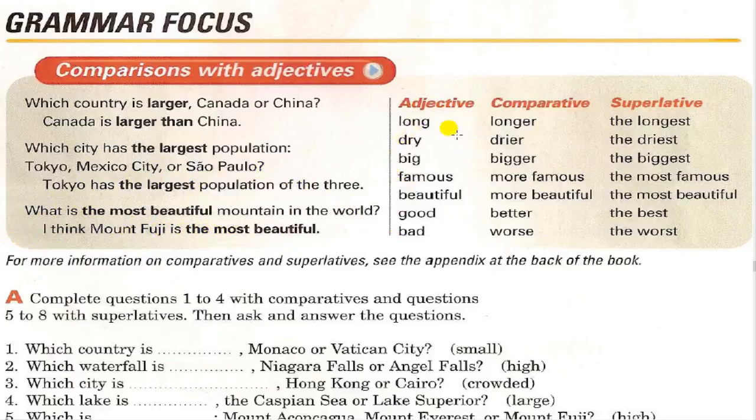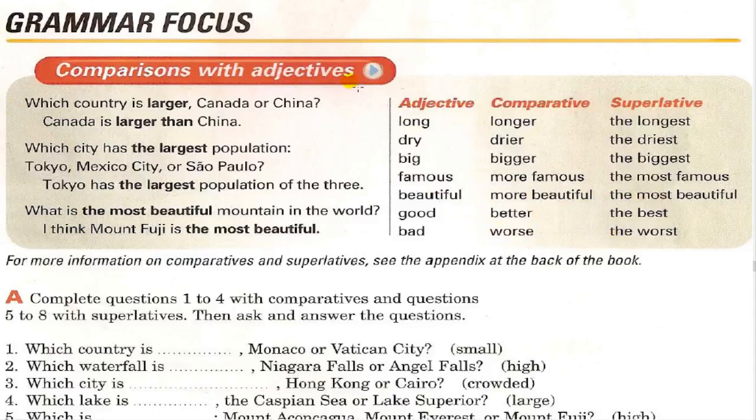Adjective, comparative, superlative. Long, longer, the longest. Dry, drier, the driest. Big, bigger, the biggest. Famous, more famous, the most famous. Beautiful, more beautiful, the most beautiful. Good, better, the best. Bad, worse, the worst. Comparisons with adjectives.